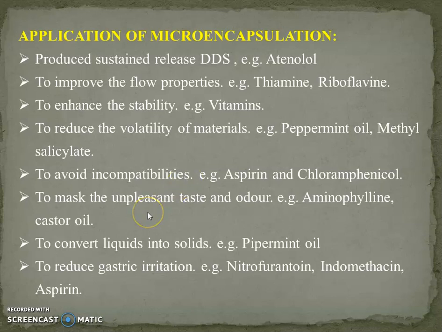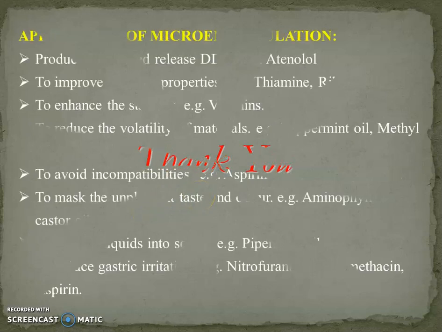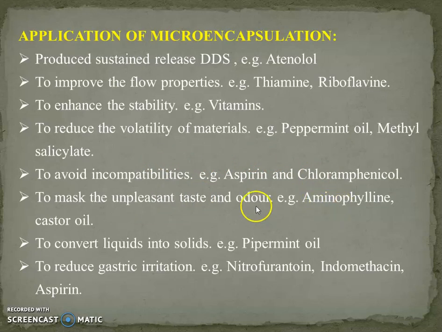To mask the unpleasant taste and odor of the drug, examples are aminophylline or castor oil. To convert liquid into solid, example is peppermint oil. And to reduce the gastric irritation due to the drug, examples are nitrofurantoin, indomethacin or aspirin. So microencapsulation is widely used in the pharmaceutical as well as other industries.